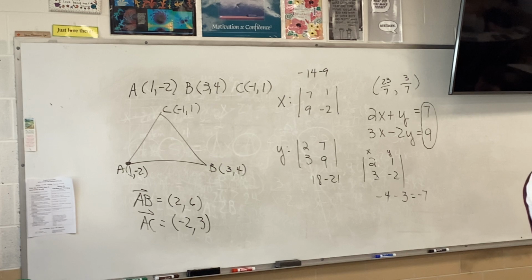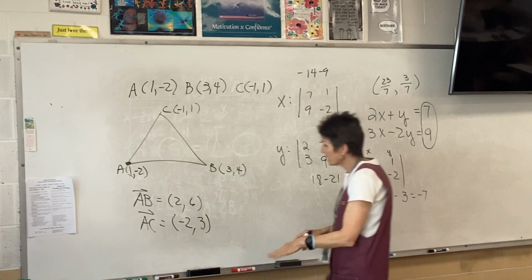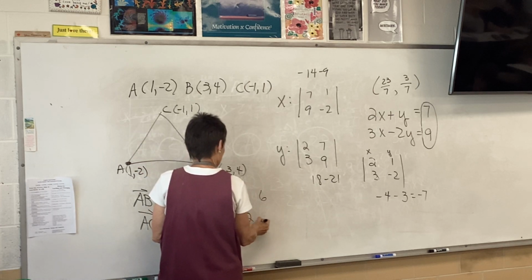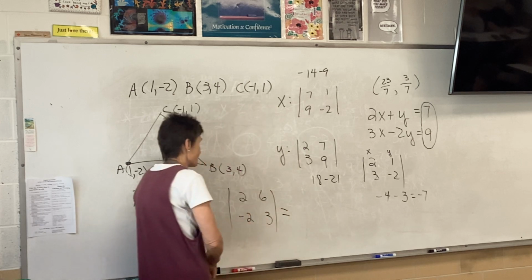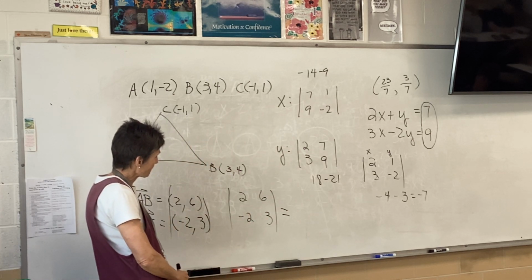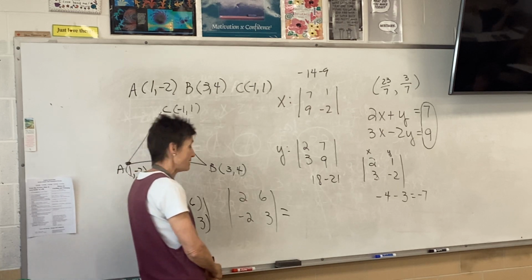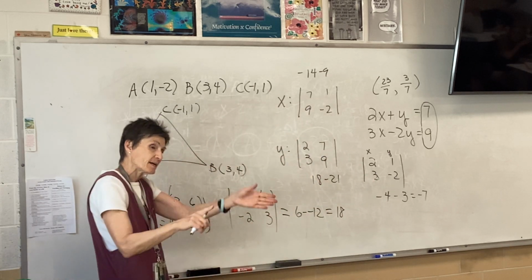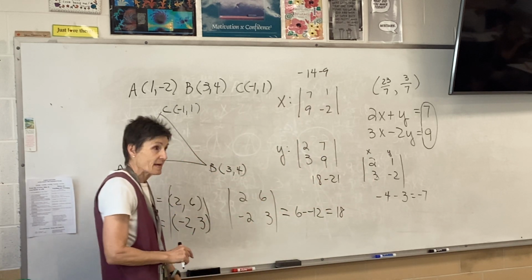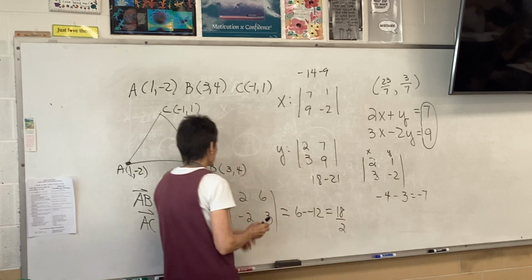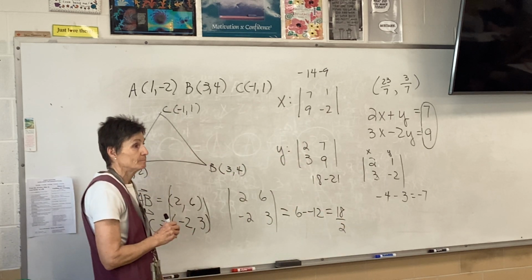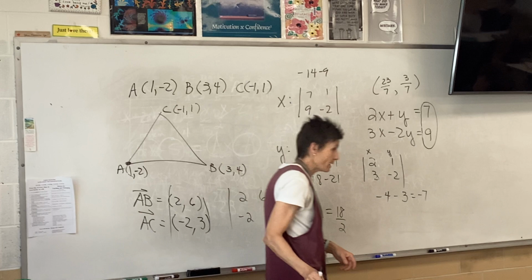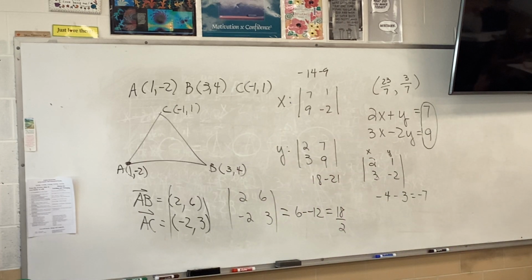All right, now what? Put them in a determinant, and you don't change a thing. You literally put them in a determinant. So 2, 6, negative 2, 3. All right, so what's the value of that? 18. 6 minus negative 12, 18. And then what's the last step to get the area? You have to divide that number by 2. So the area of this triangle is 9. Slick, slick, slick.